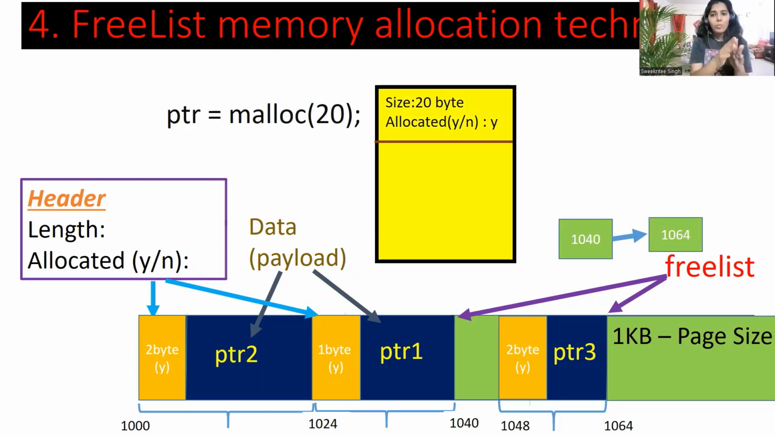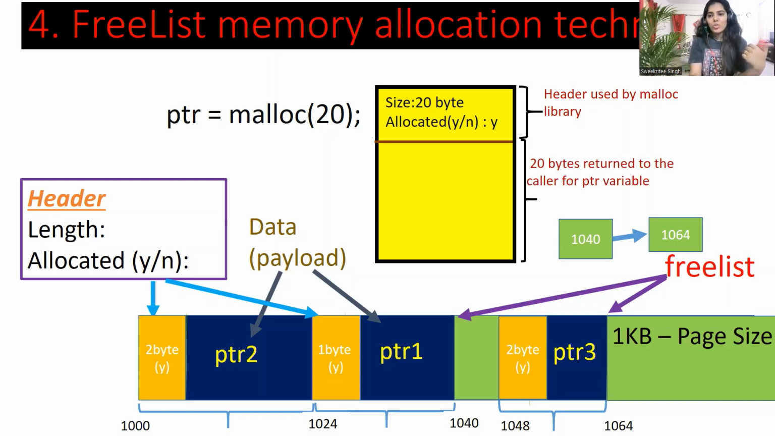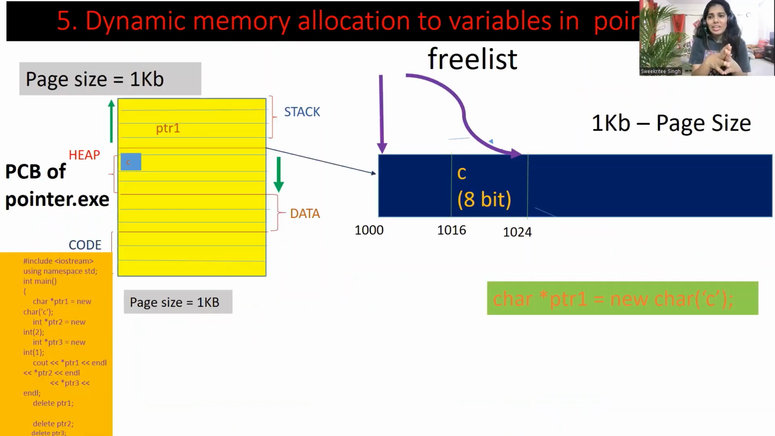This call to malloc of 20 bytes does not only allocate the 20 bytes of memory, but it has also allocated some bytes for the header, maybe one word, or it depends on how the OS allocates. So this much memory is allocated for the header, which is used by the malloc library, and the rest 20 bytes is returned to the caller for this PTR variable. Hopefully, the concept is clear.